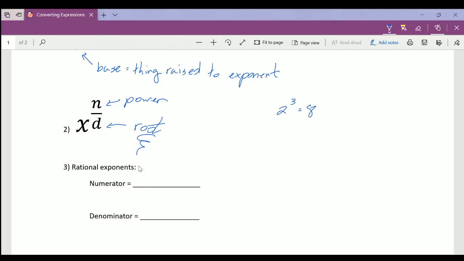Now this right here is quite possibly the most important aspect of this whole thing. If I were to put down, and I'll do this in reverse, 8 to the 1/3 power, the entire thing is the exponent. The 1 is the power, so 8 to the 1st power, nothing's going on there. And then you're taking the third root, or cube root, of 8, which is 2. So to put it back together again: numerator is power, denominator is root. This is super crazy important. Denominator is root.